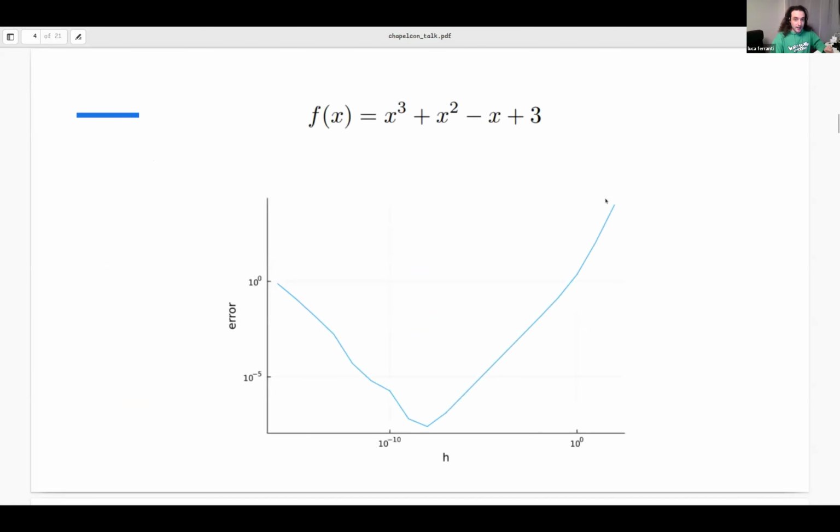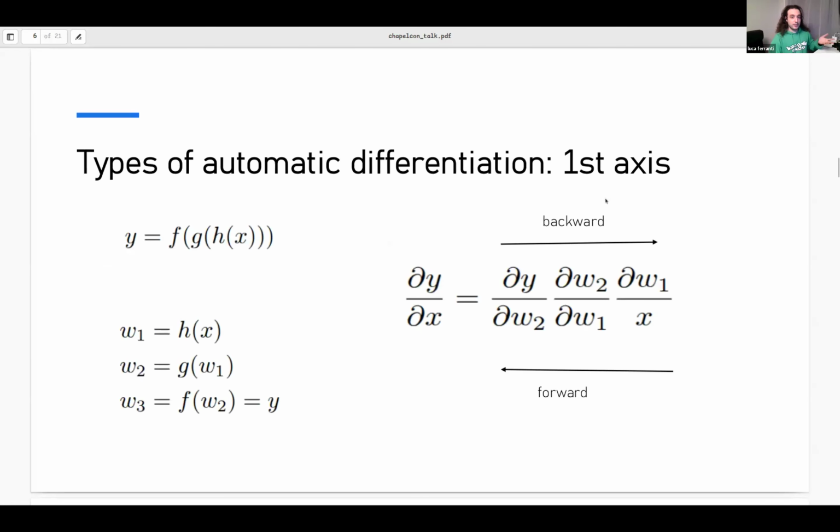Cool. Now, let's have a short taxonomy of automatic differentiation. There are in general two axes when we classify automatic differentiation, two aspects we can look at. The first one is in what direction we go. So here I have a function, which is a composition of functions. If I write it with helper functions to make it a bit more readable, then here I have the chain rule, the famous chain rule of how I would compute the derivative of a composite function.